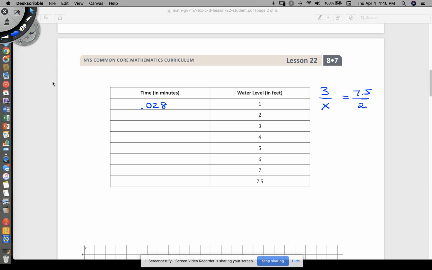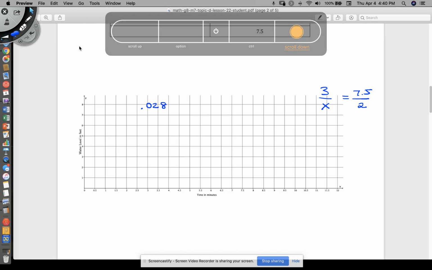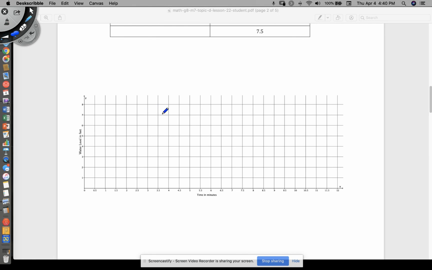And then you're going to take all those values and graph them. If I were to graph my first one, I'm going to go up to 1 because the water level is at 1, and it's at 0.028. That's almost right there on it. It's very close. Of course, you're going to have to guess on some of these. It's not going to come out perfectly. Do expect that it's going to be gradual. It's not going to be a straight linear equation. It's going to be gradual, and that's because we're dealing with pi and estimated values here.